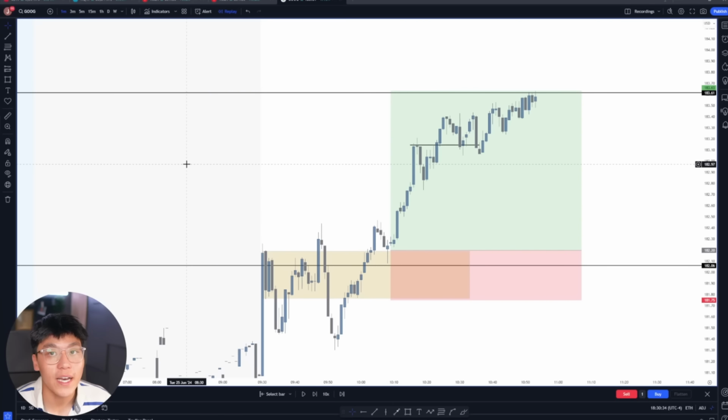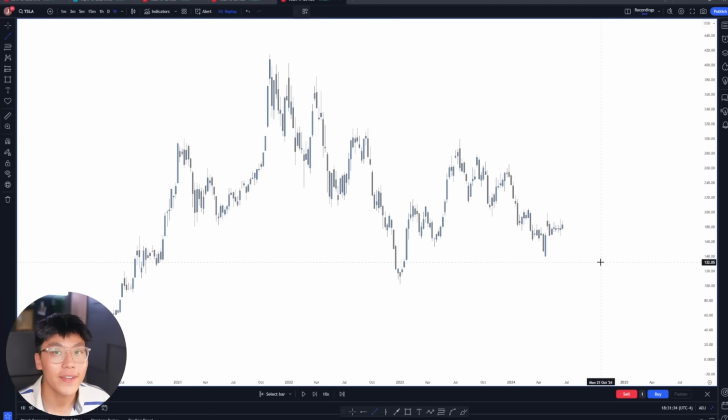So with this being said, let's go into the next example that I have for us today. Right here, we're on the Tesla weekly chart, and what we're going to be doing is a full top-down analysis and exactly what I'm seeing all the way from the weekly all the way down to the lower time frames.